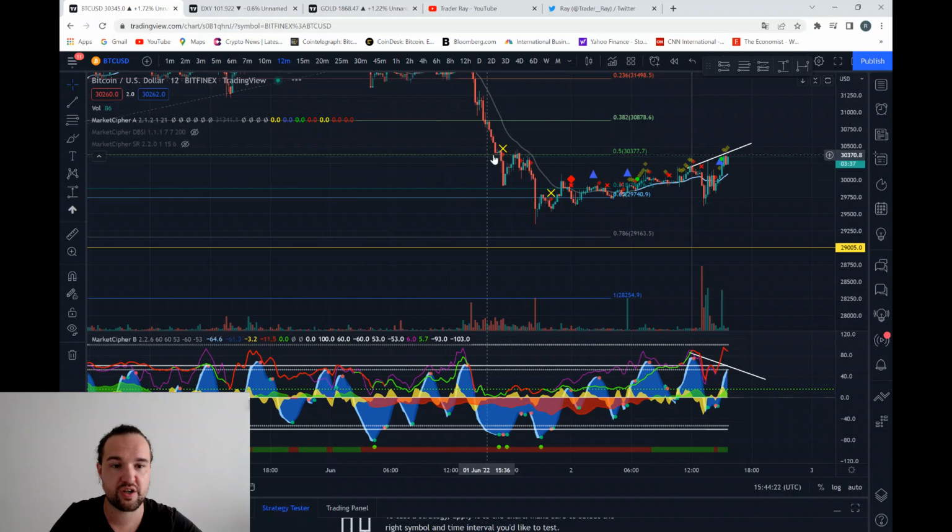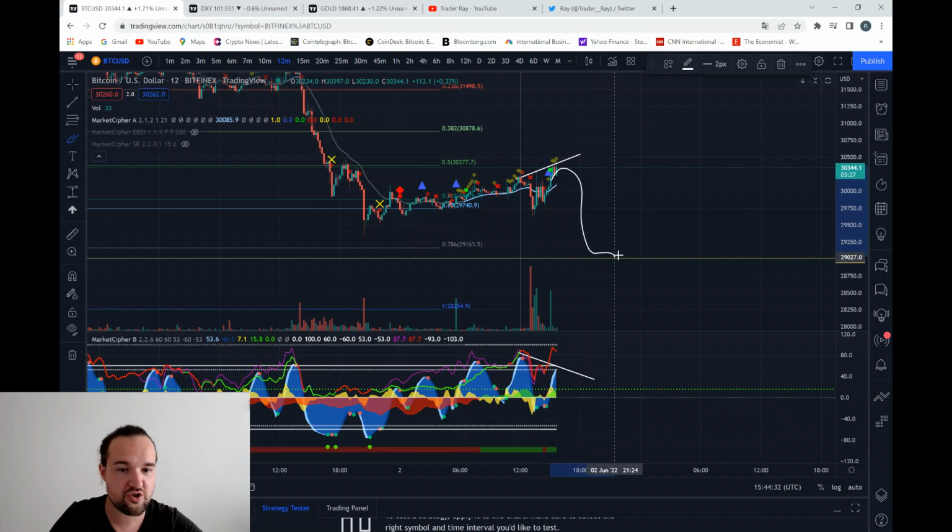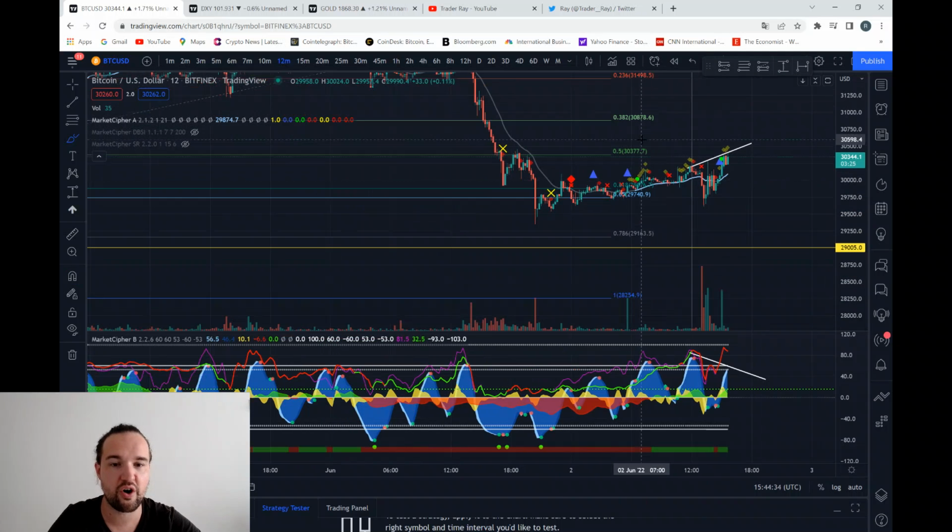Again, that is also where the high volume node is and the weekly open. If not, then the 29,000. Would actually also be nice if this not only will play out but then also makes a bullish divergence, then we could go higher.